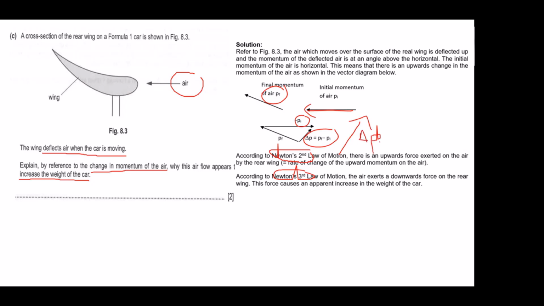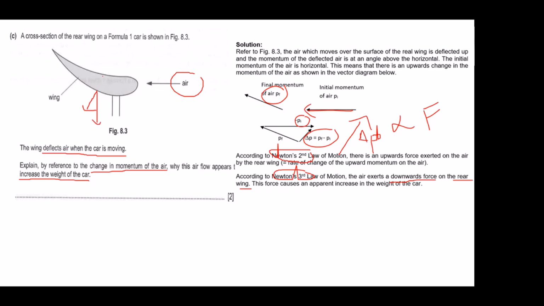And we know by Newton's second law, delta P will correlate to force. So that means there is actually an upward force on the air by the wing. Right, so this is an upward force on the air by the wing. So by Newton's third law, there must be a downward force on the wing by the air. So this is actually the force that causes an increase in the weight of the car, right? Because there's a component of it that causes the increase.